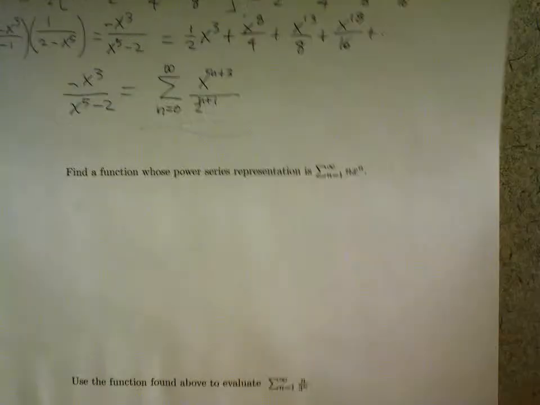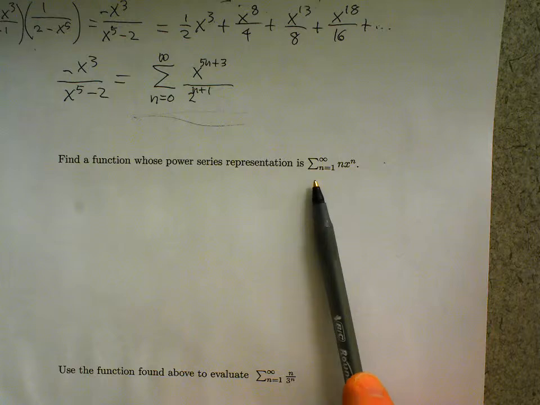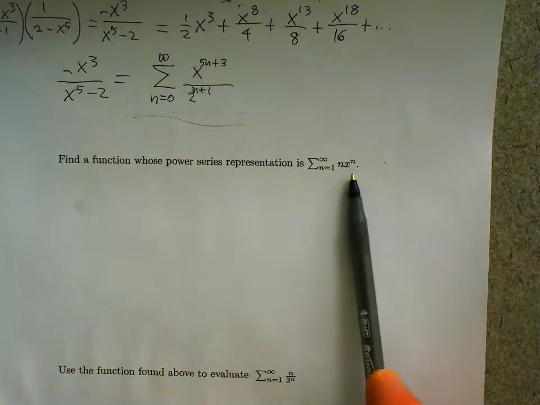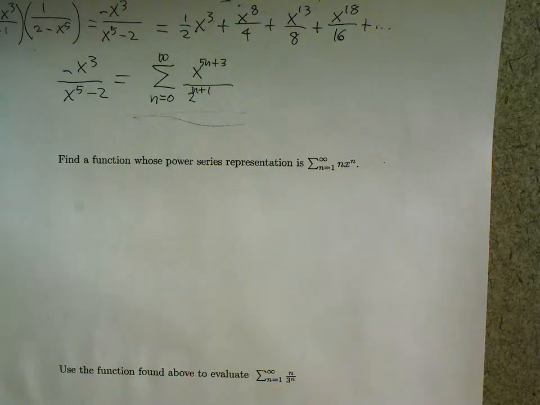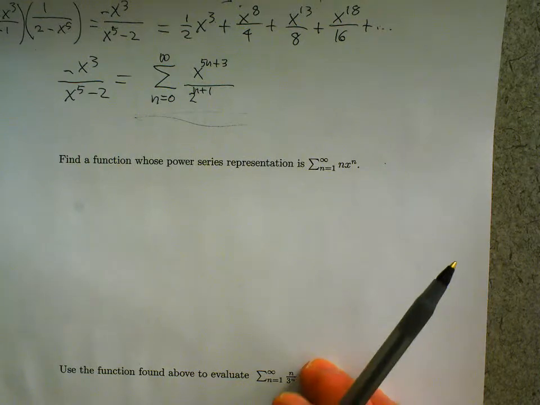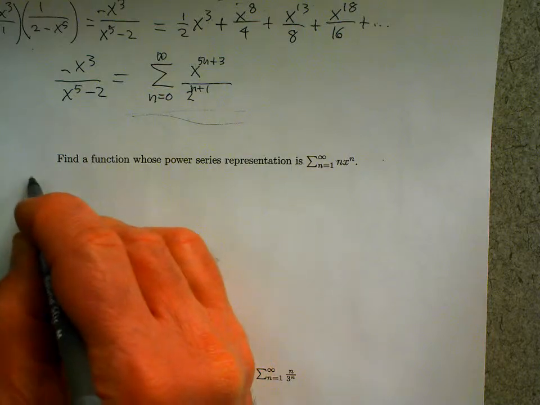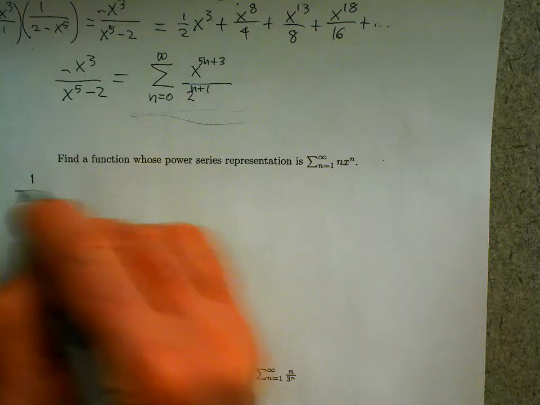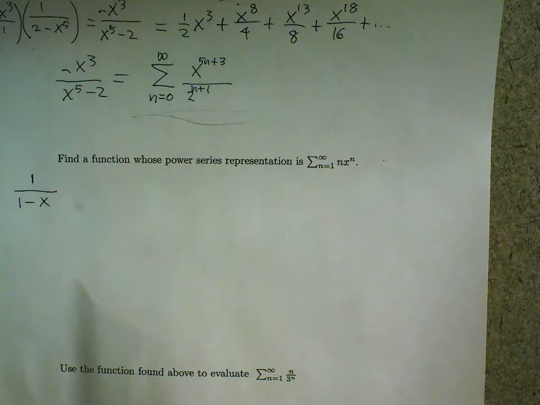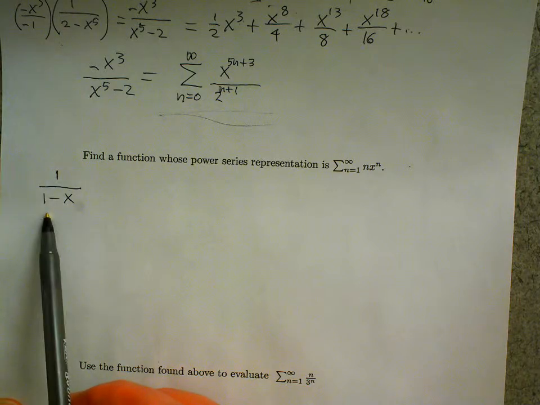And the next one: find a function whose power series representation is this sum. The terms are n times x to the n, and n starts at 1 and goes to infinity. Well, we begin with something more basic. This has x to the n in it, so maybe we look at the power series representation for 1 over 1 minus x. This is the first one that we looked at.